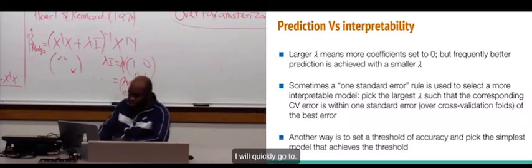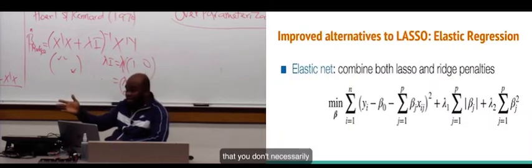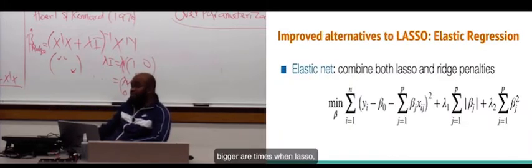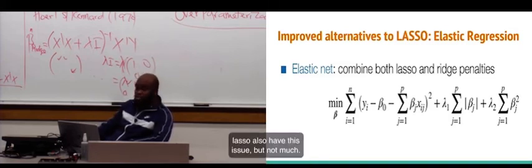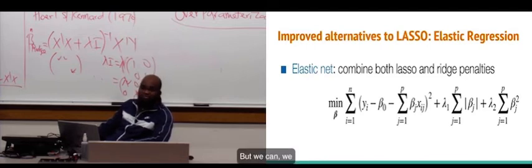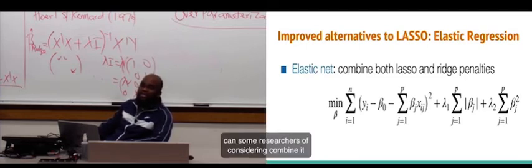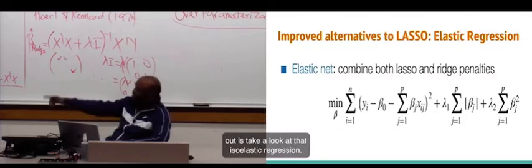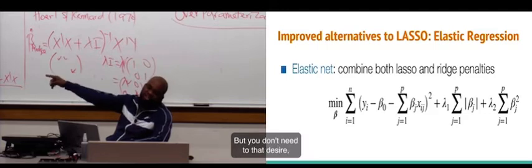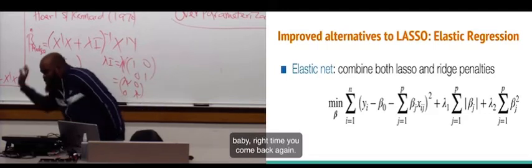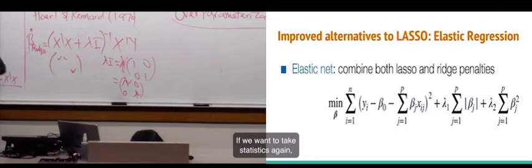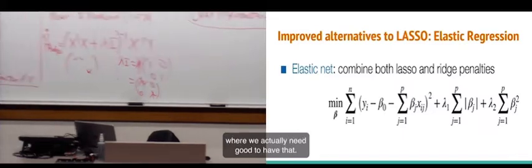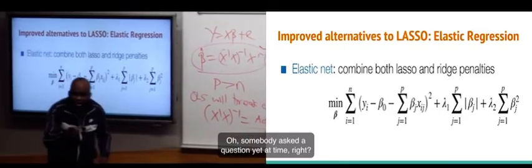We also have further improvement. LASSO also has its own issue, but not much. Some researchers are considering combining the two, where they're going to have two penalties. Take a look at that. That's what we call elastic net regression. But you don't need that now, that is higher level. Maybe by the time you come back again, if you want to take statistics again, you can take a look at the elastic net, which someone asked a question about the other time, right?